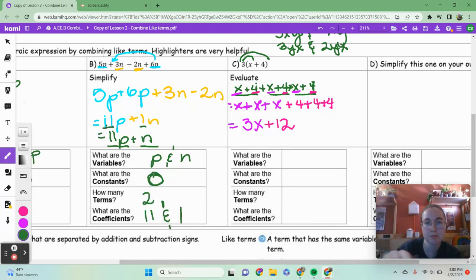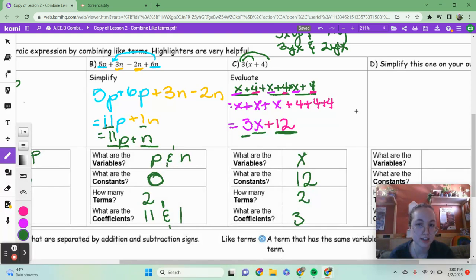So in our fully simplified expression, what are the variables? The variable is just that x. The constant, or the term that is just a number, just a numerical value, is 12. How many terms are there? There's 2 terms. And what are the coefficients? The only thing multiplying the variable is a 3.